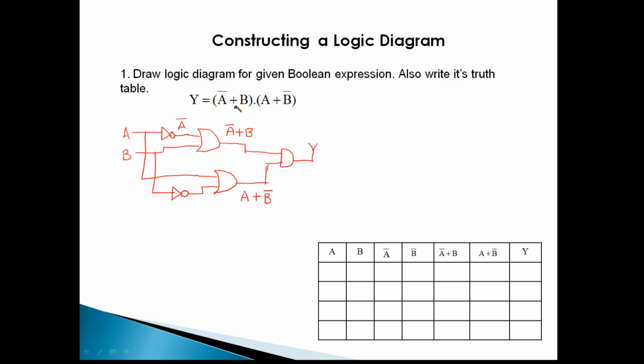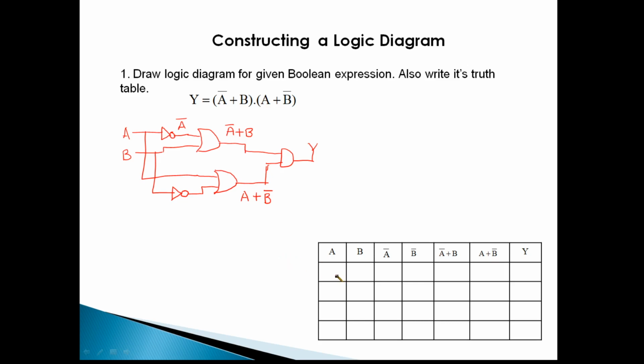What we have done, we have just observed the operations in the equation and accordingly the gates for these operations are placed in the circuit. Now how to construct a truth table? Here there are two inputs A and B, and hence two columns for inputs. Then the different terms in the equation: you need A bar plus B, so let us calculate A bar also. You need A plus B bar, so let us calculate B bar also, and then we'll get Y.